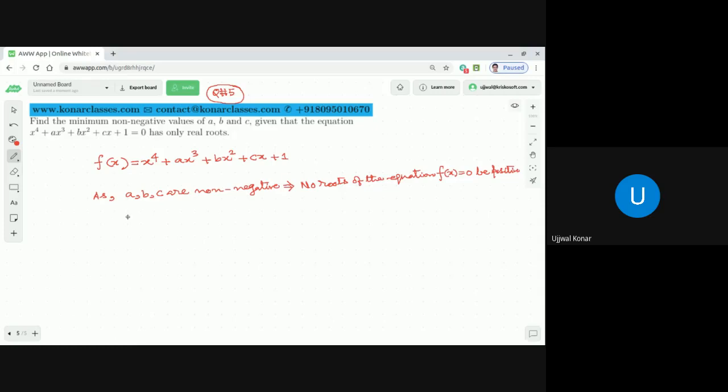And again, further we see, what is the value of f(0)? f(0) is equal to 1, no? If you apply 0 in the right hand side, that is not equal to 0. That means 0 is also not a root of the equation f(x) = 0. Correct or not? So with these two statements, this implies that all the roots of the equation f(x) = 0 are negative.